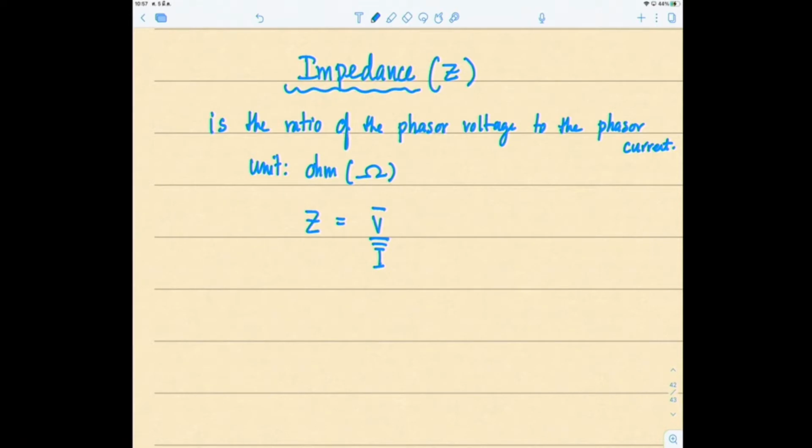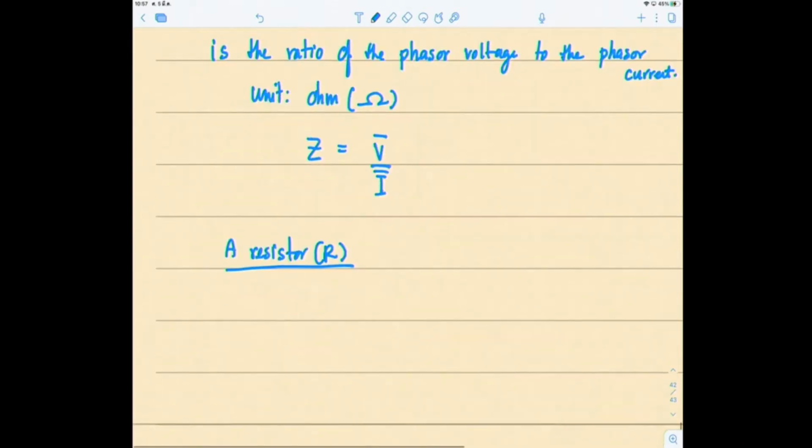So I'm going to find out what the impedance is for the elements that we have done, the three elements: a resistor, an inductor, and a capacitor. So let's start with the resistor, R. Let's say that you have a voltage source connected to a resistor R, and this is Vs, Vs as a function of t.